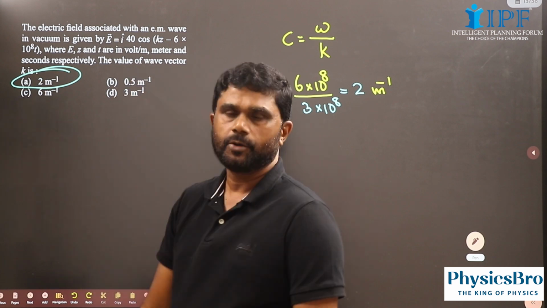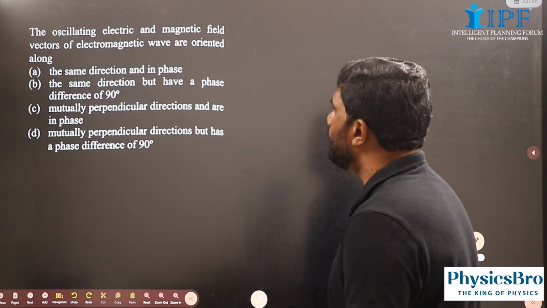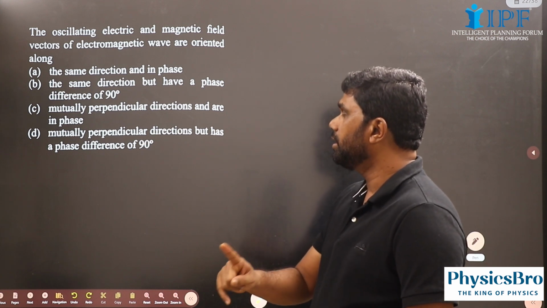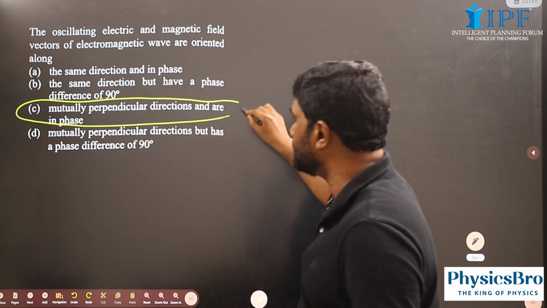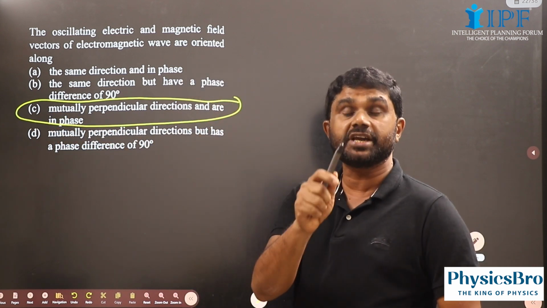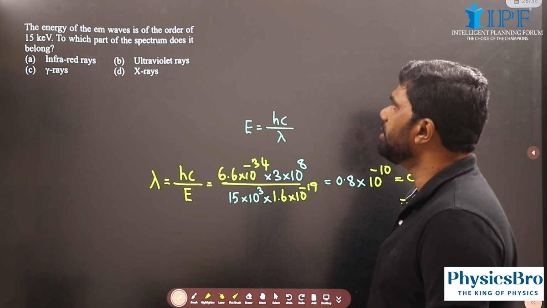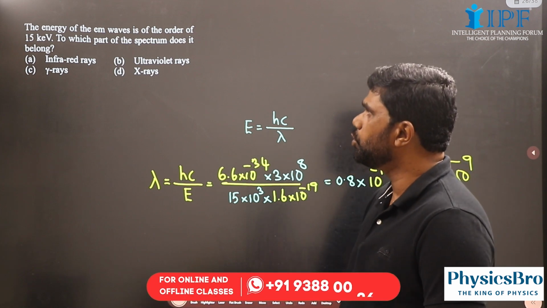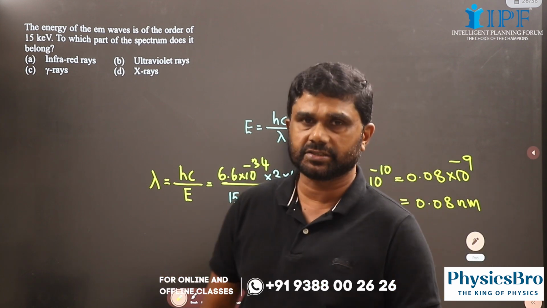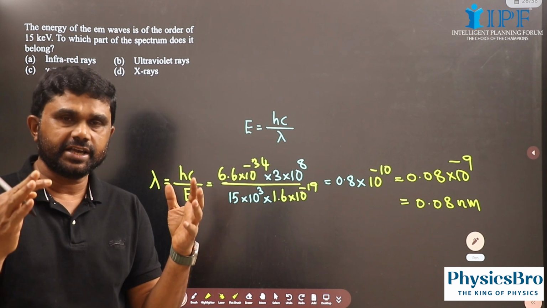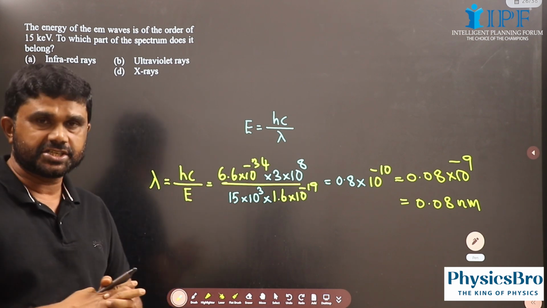raised to minus 1. Okay, the oscillating electric and magnetic field vectors of an electromagnetic wave are oriented in mutually perpendicular directions and are in phase. Next: the energy of the electromagnetic wave is of the order of 15 kilo electron volt. To which part of the spectrum does it belong? We have to find the wavelength. If we get the wavelength, we can identify which type of radiation it is.